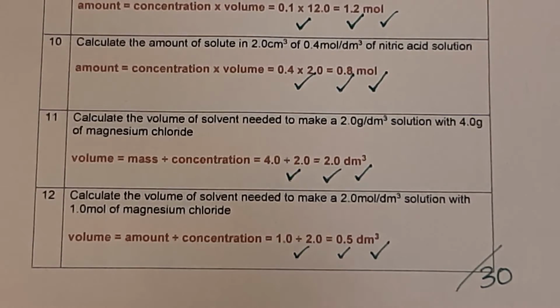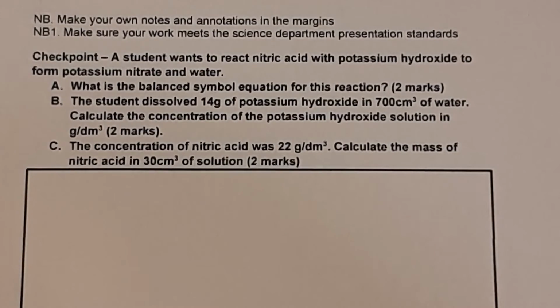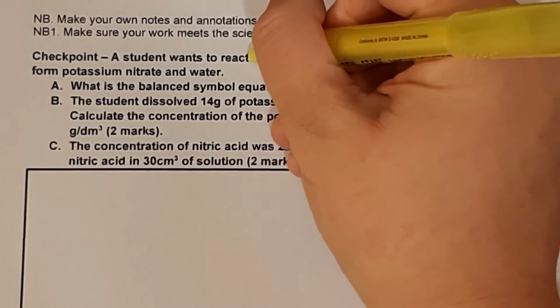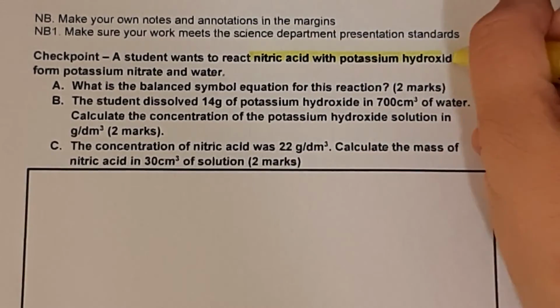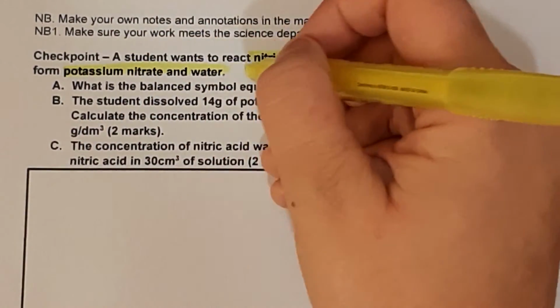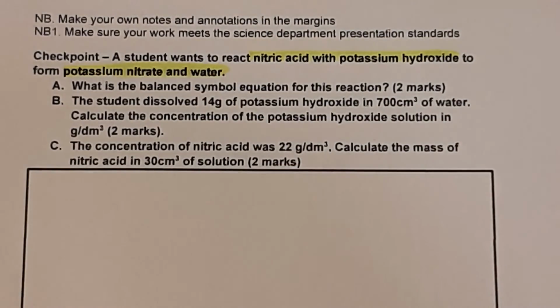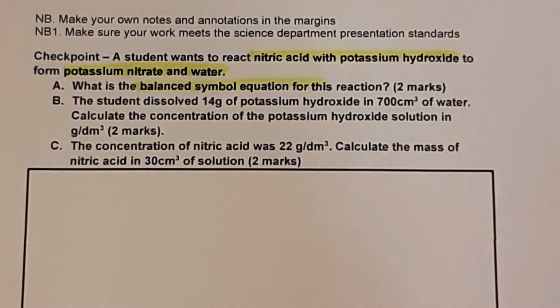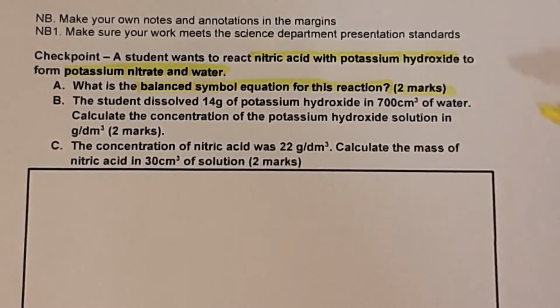Okay, we're going to move on. So we're on to page 27 now, and it's checkpoint. Checkpoint question. A student wants to react nitric acid with potassium hydroxide. So the reactants are nitric acid and potassium hydroxide to form potassium nitrate and water. So those are our products. Question A. What is the balanced symbol equation for this reaction? That's worth 2 marks. Question B.